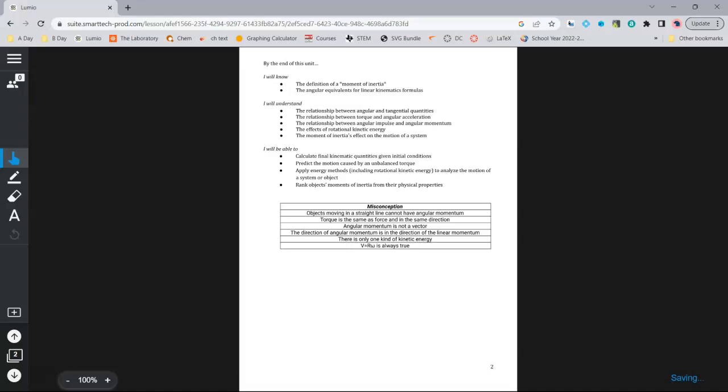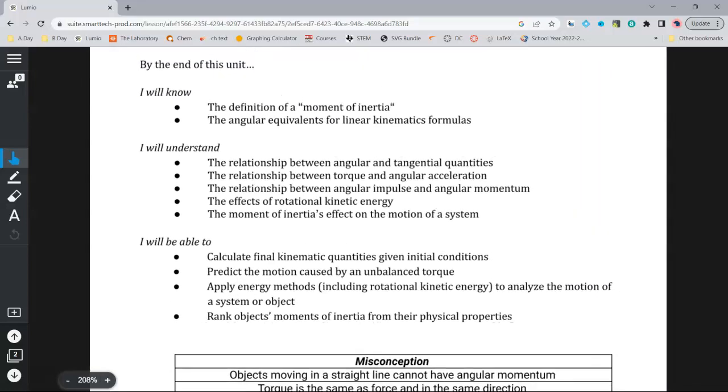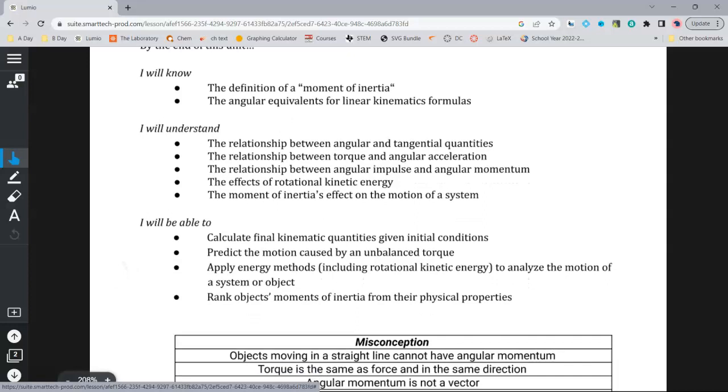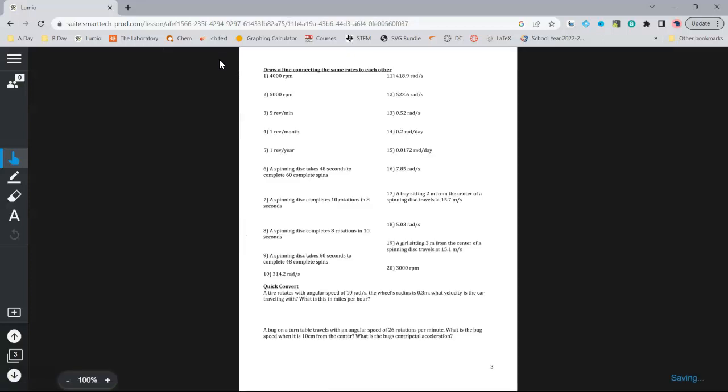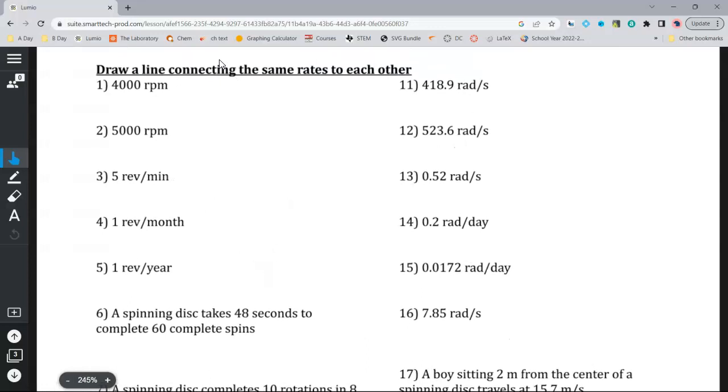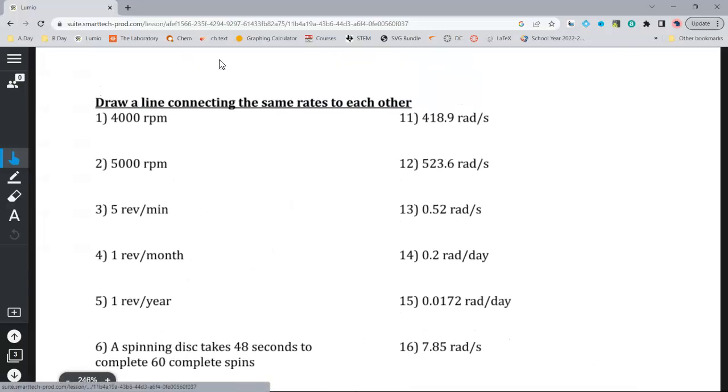So of course, we have our goals by the end of the unit, what we would really like to know. And then, of course, there are some common misconceptions. So, first thing we really need to look at is what do some of the units mean?